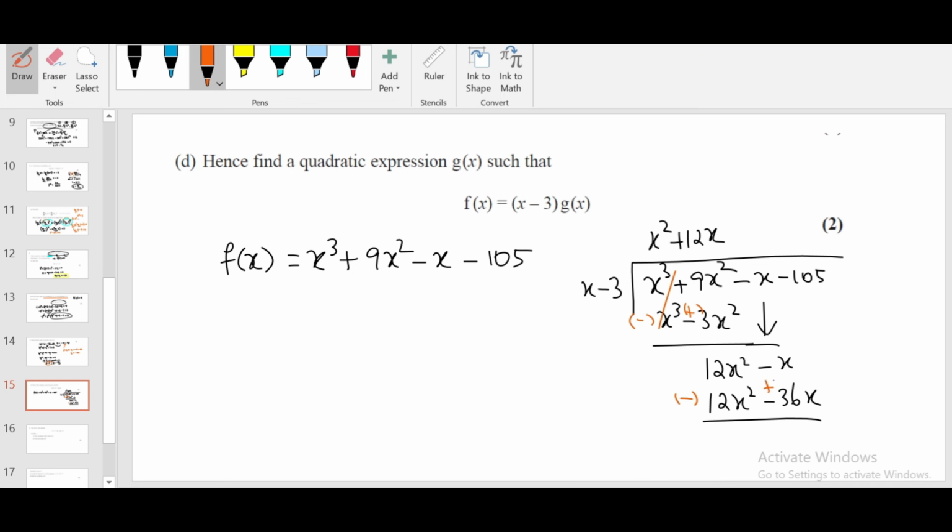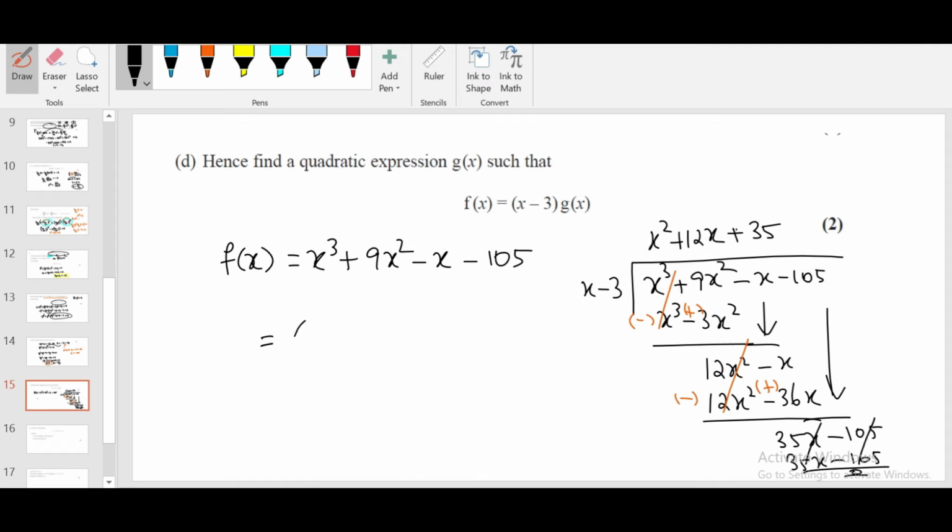Change the sign. You should have learned the long division method, I am not explaining it here. So you will get 35x, bring down the next term minus 105. So you need to multiply it by 35. You will get 35x, 35 times 3 is 105. Minus 105, change the sign, you will get remainder 0. Both will be cancelled.